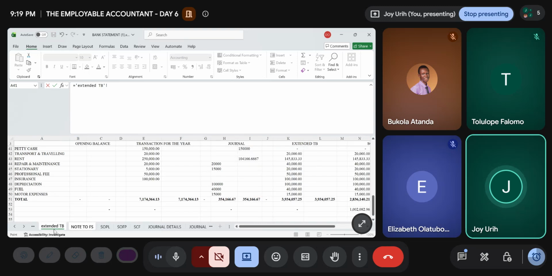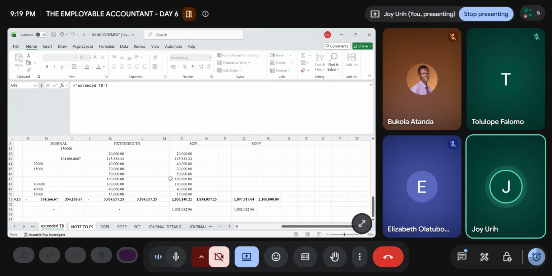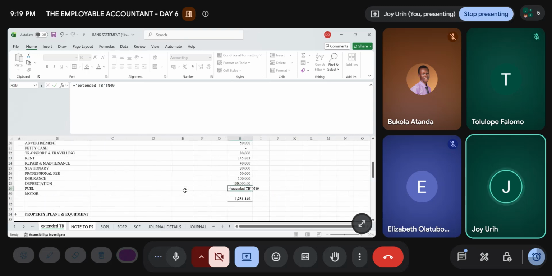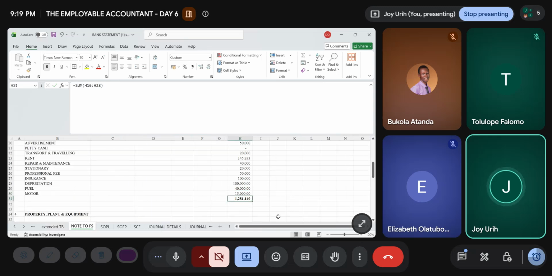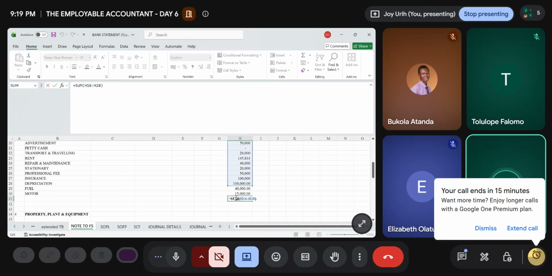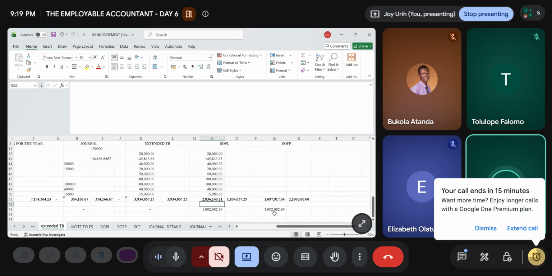Every other one that we made adjustments on will automatically calculate itself, so you don't need to bother yourself. It's only the items that you just brought in, accounts that were not there, that you just included. Those are the ones you need to work on. With this, my loss should agree with what is in the extended TB. So you can see.